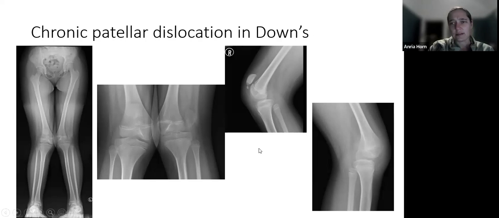So, Down syndrome. There you can see the patella sitting lateral to the knee, and you're also getting quite a torsional view of the femur. I think the femur is internally rotated relative to the tibias. There's genu valgum, and there's also that inferior patellar pole stress fracture on the right.